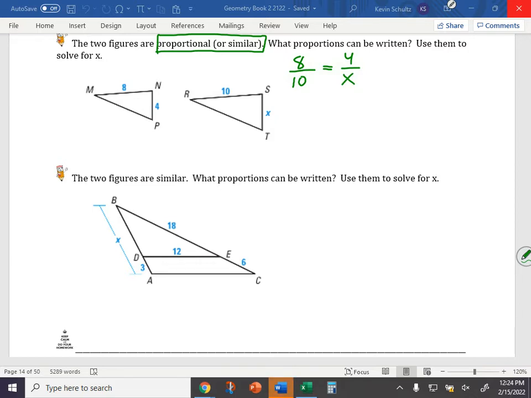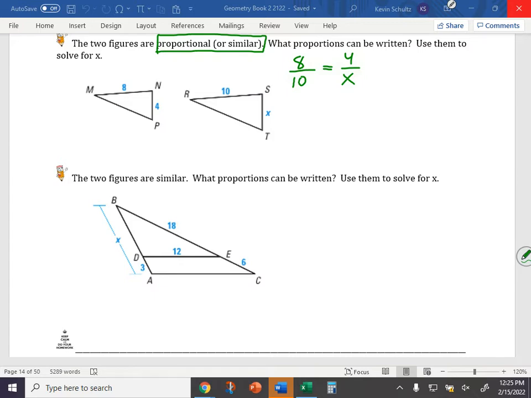What would the problem with that be? If I write 8 over 10 equals x over 4, what's the problem there, Drew? Sides aren't corresponding. They're corresponding, but I didn't start with the same figure each time. It kind of goes back to slope, right? When you use two ordered pairs to solve for the slope, you have to do the same order. Whichever ordered pair you start with for your first calculation, you have to use that same ordered pair to start with for your second one.